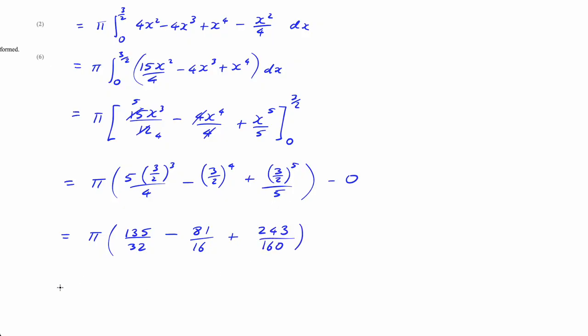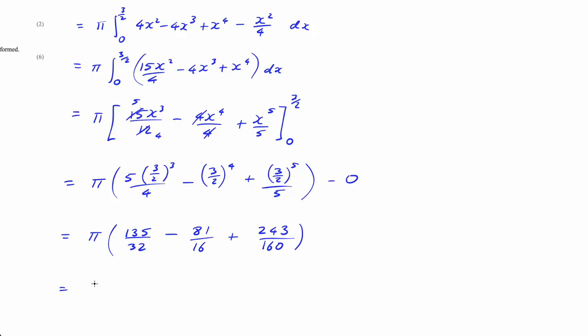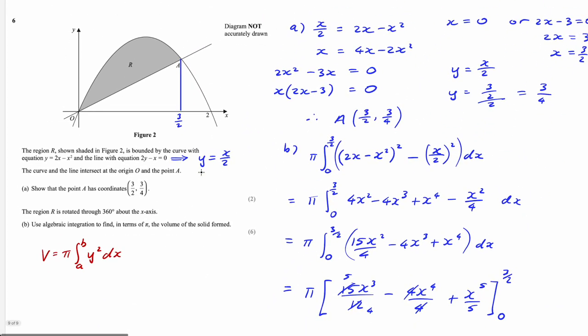And, right, hopefully, guys, this is correct. It is 135 over 32 minus 81 over 16 plus 243 over 160, which is 27 over 40, which is correct. So it's 27 over 40 pi. Okay, good. That, guys, is question 6.